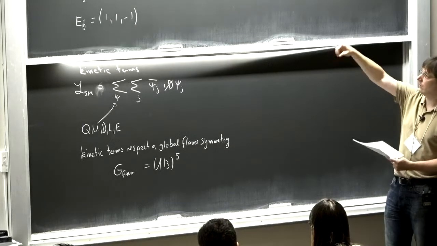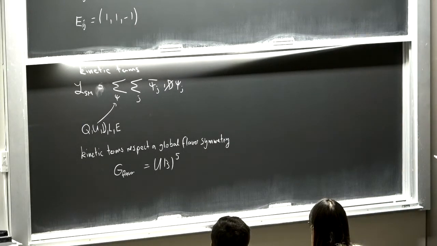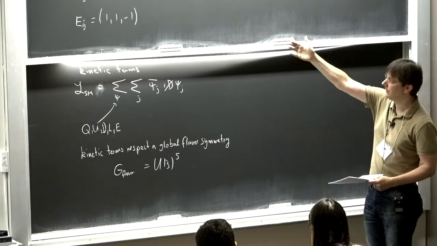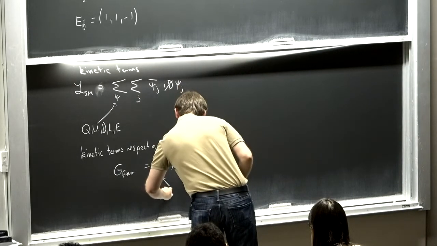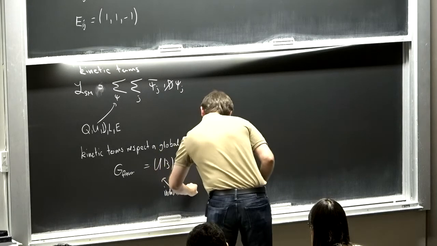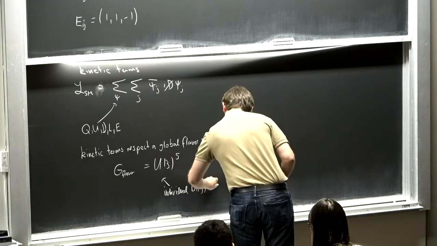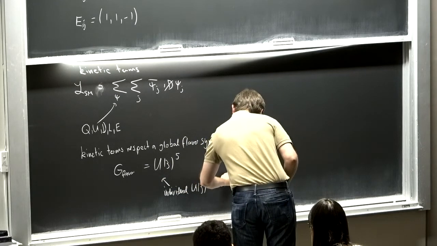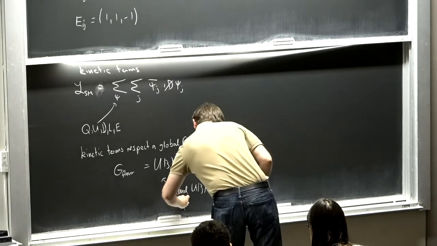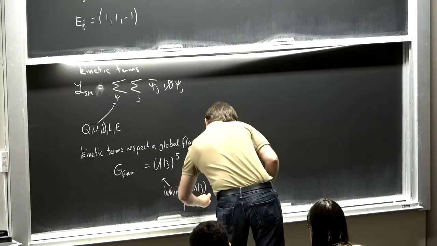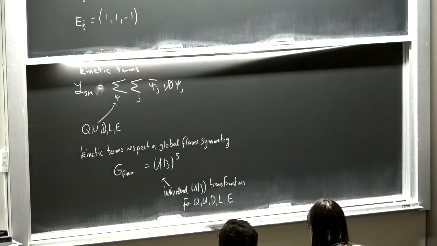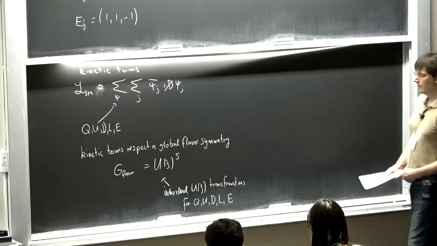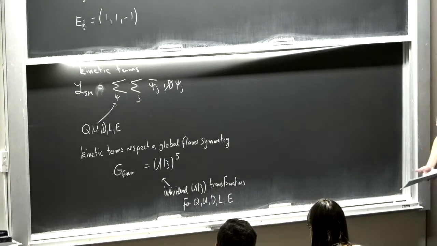So I can do a U3 transformation on the Q type fields. I can do the same thing on the U types, the D types, the Ls, and the Es. So these are individual U3 transformations for Q, U, D, L, and E. And these kinetic terms, they are completely invariant under those global U3 transformations.